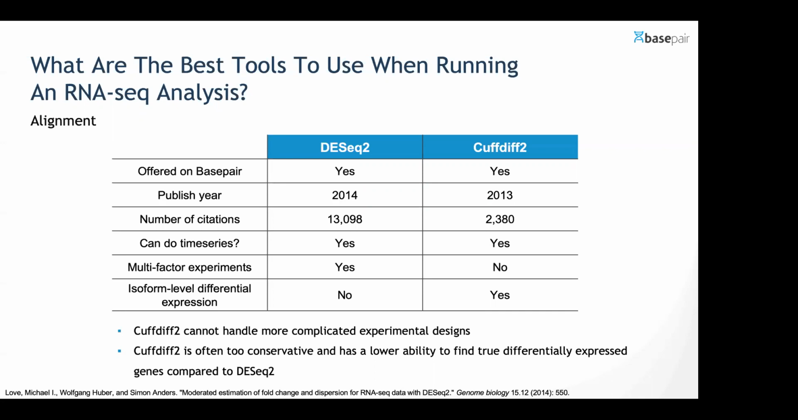DESeq2 is really just overall a better tool. One of the things it can handle is more complicated experimental designs. While Cuffdiff2 can handle time series data if you have it, DESeq2 can handle other multi-factor experiments and so forth. I'll get into that a little bit later. Also, some benchmarks have shown that Cuffdiff2 is often a little too conservative in finding differentially expressed genes, and has a generally lower ability to find true differentially expressed genes. So again, we recommend DESeq2 because it's more accurate and more flexible in terms of the types of analysis you might want to do.